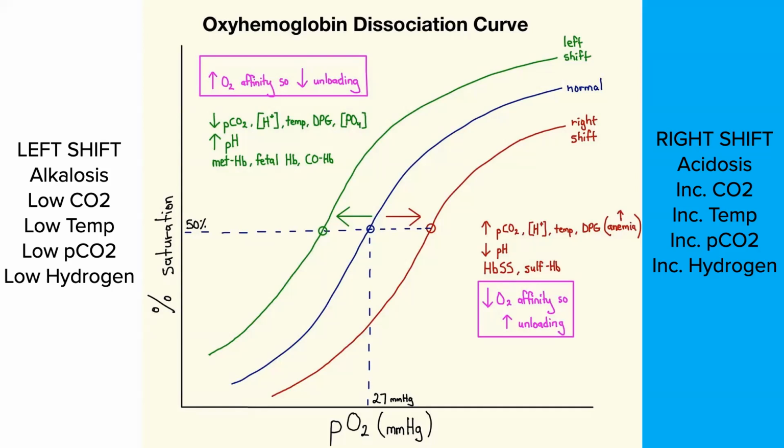So if you're in a left shift, you're going to be alkalotic. If you're in a right shift, you're going to be acidotic. Now this middle curve where it says normal is where we live normally. And basically what this chart represents is how easy it is to get oxygen onto the hemoglobin and then how easy it is to get oxygen off of the hemoglobin.